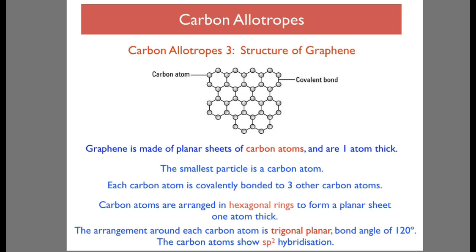The arrangement around each carbon atom is trigonal planar. The bond angle is 120 degrees, and the carbon atoms show sp2 hybridization. There's your 120 degrees there. Okay.